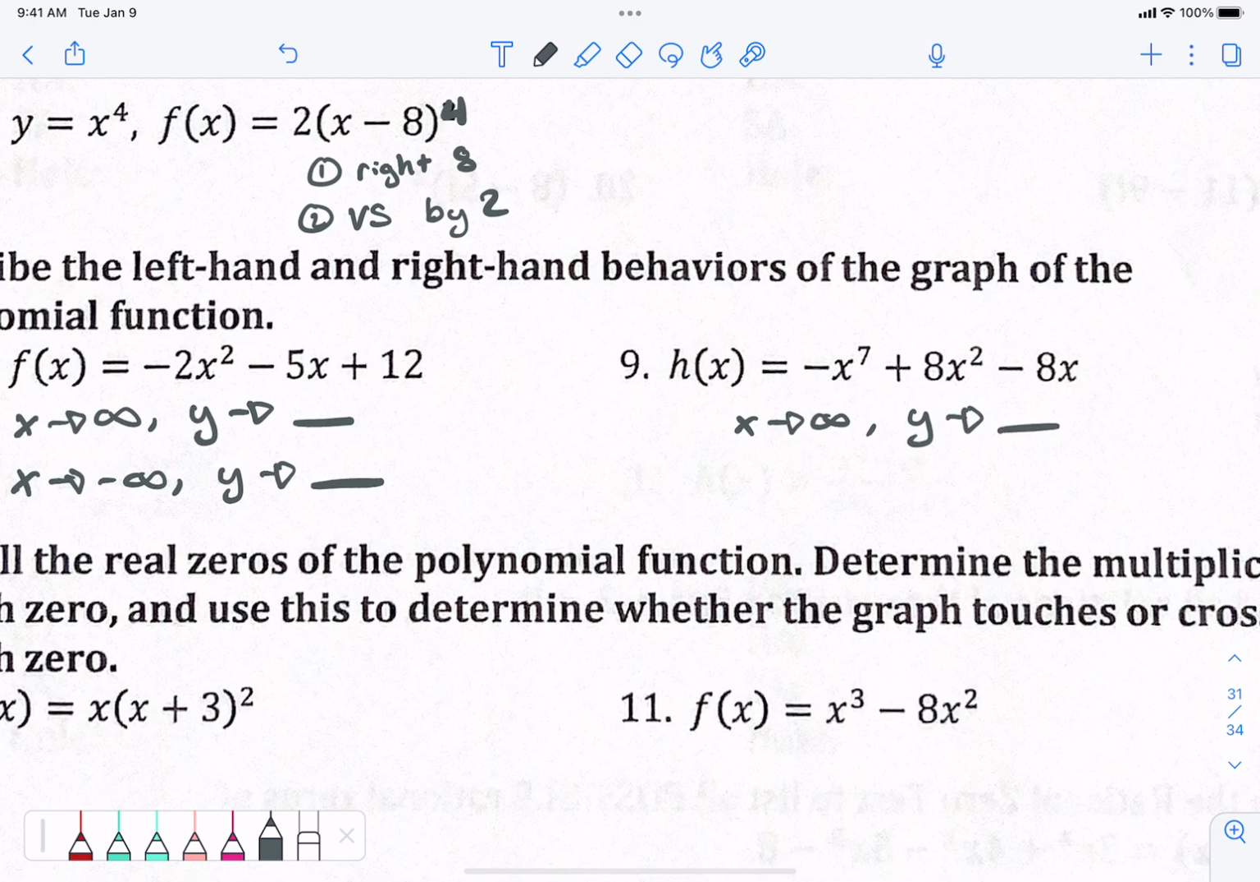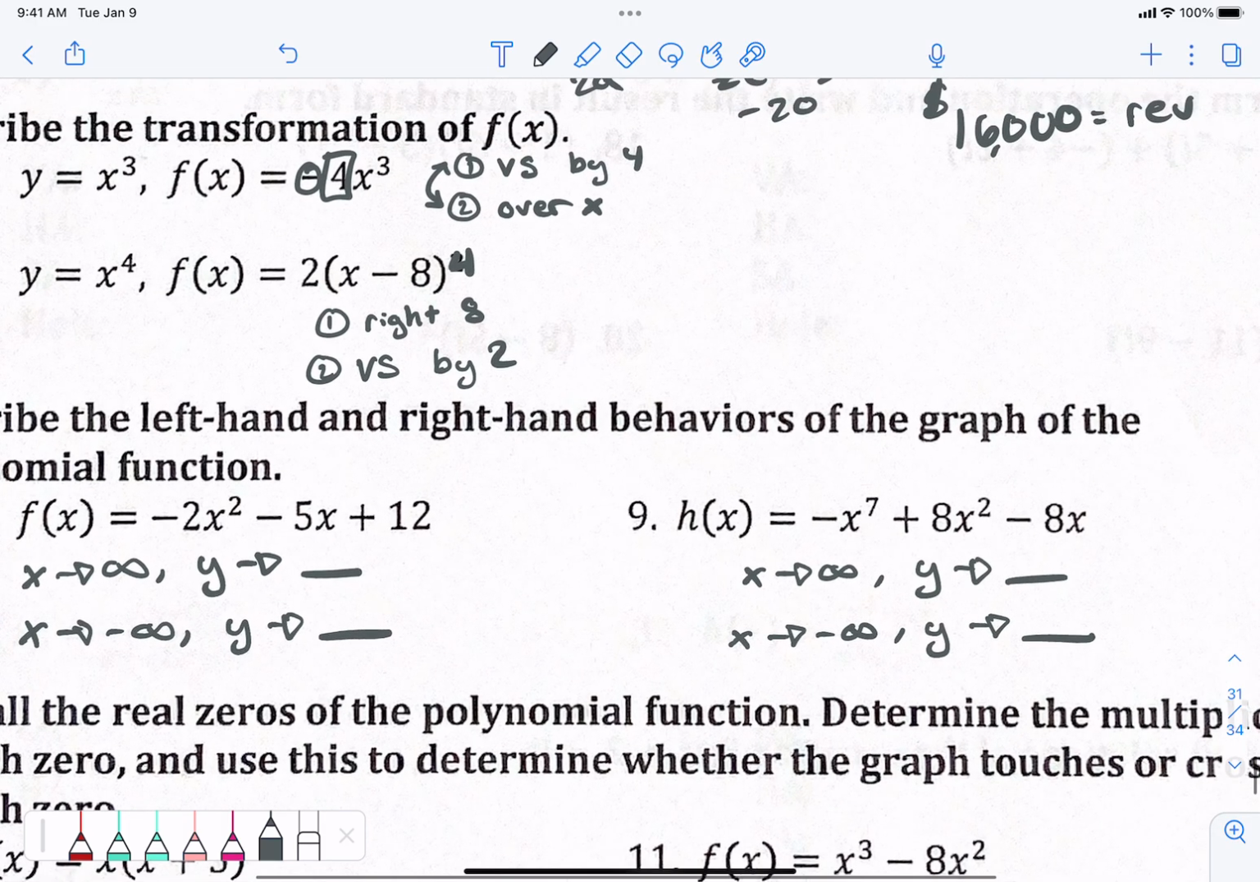Vertical stretches? Yeah, because they're both whole numbers. Only if they were fractions. And they're both outside of parentheses.